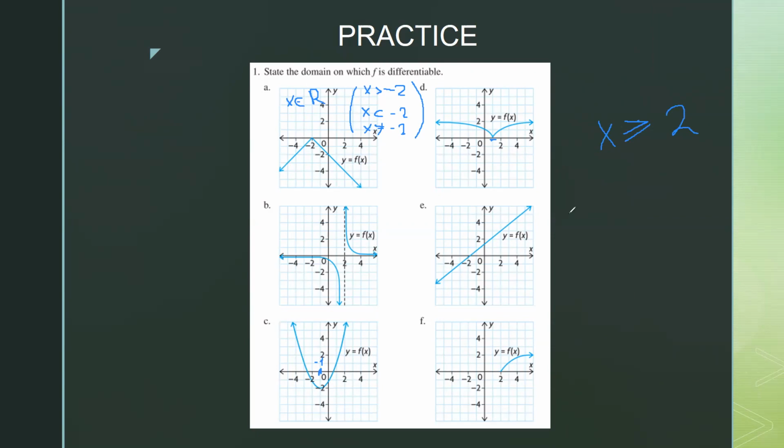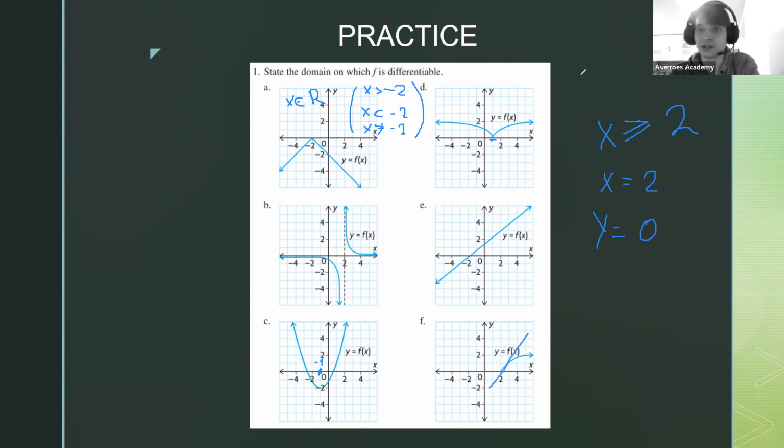At this point, x equals 2, y would equal 0 for the function. But for the derivative, it would be something else. You need to evaluate it first. It would have an angle like this.